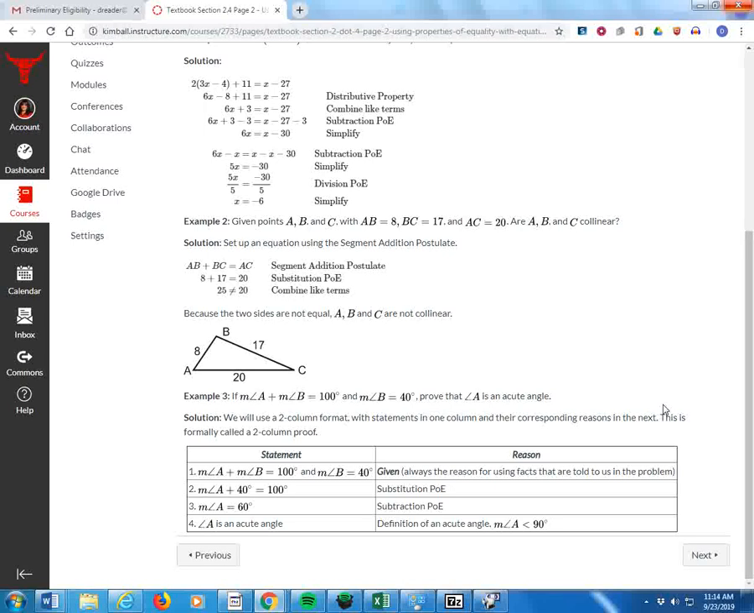Yes. If I know A plus B is 100, and I know B is 40, I know A is 60, and 60 degrees is an acute angle. Done. It's not so easy when we're doing proofs, because we have to write each step and explain why.